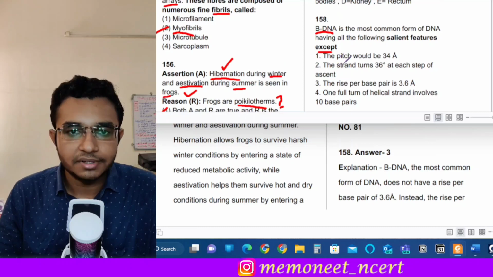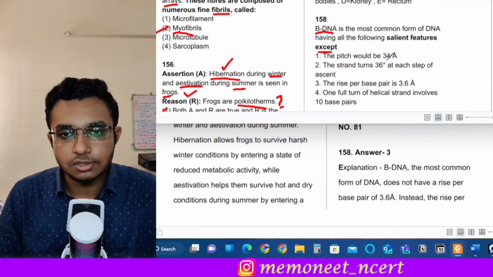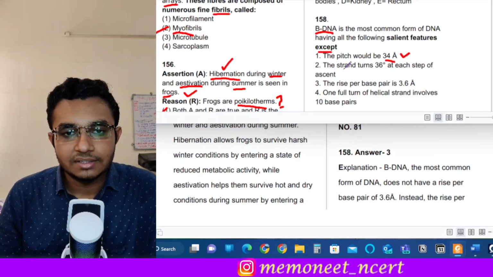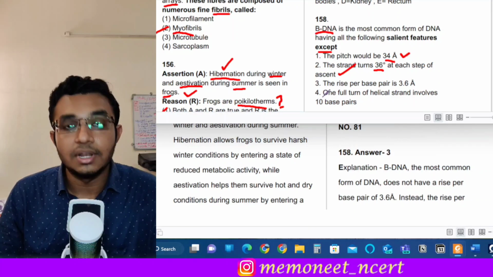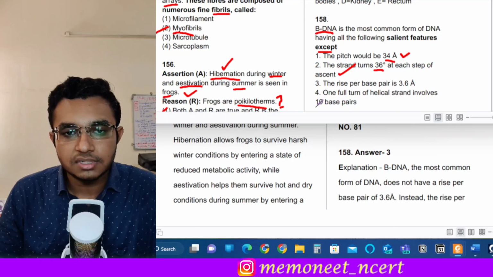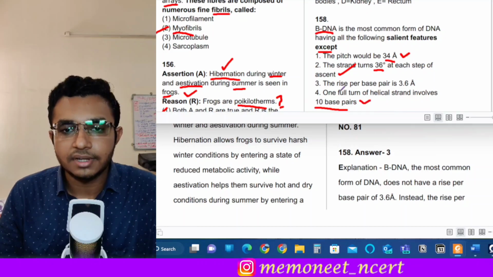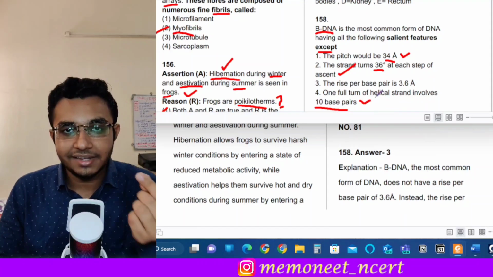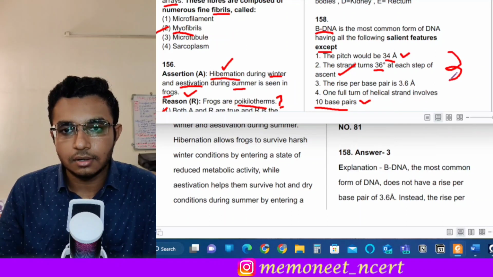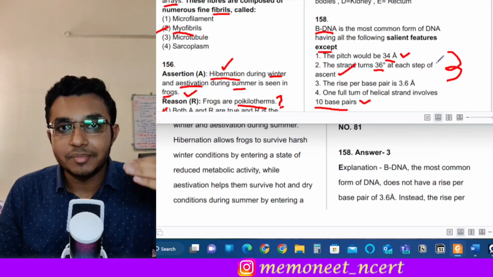The first statement is the pitch would be 34 angstrom. This is a correct statement, because the pitch is 34 angstrom. Then the strand turns 36 degree at each step of ascent. This is also a correct statement. Then let us read the fourth statement first. One full turn of helical strand involves 10 base pairs. So this is also a correct statement, because when the DNA completes a single turn like this, then it contains 10 base pairs in it.